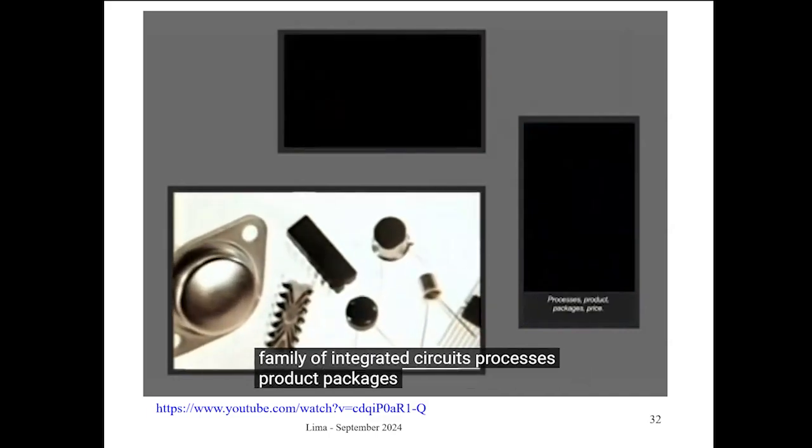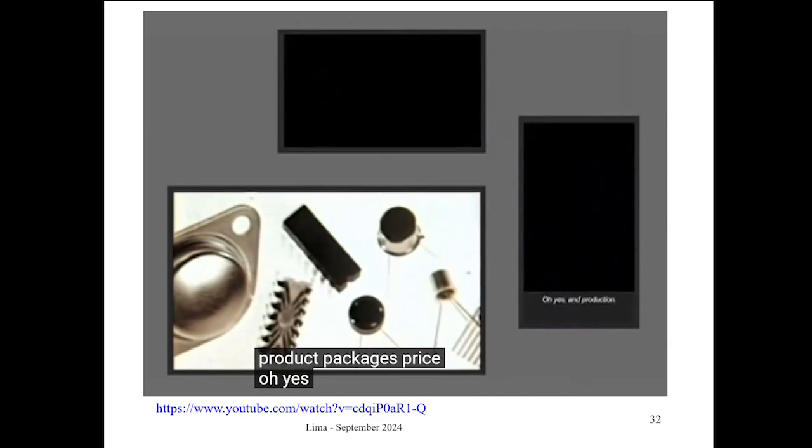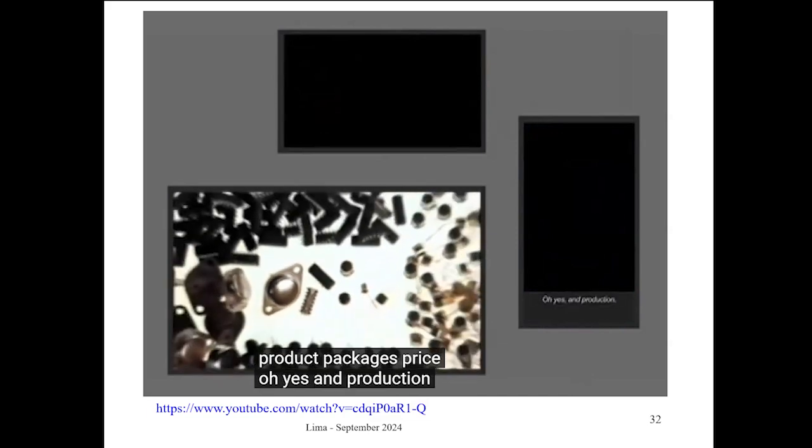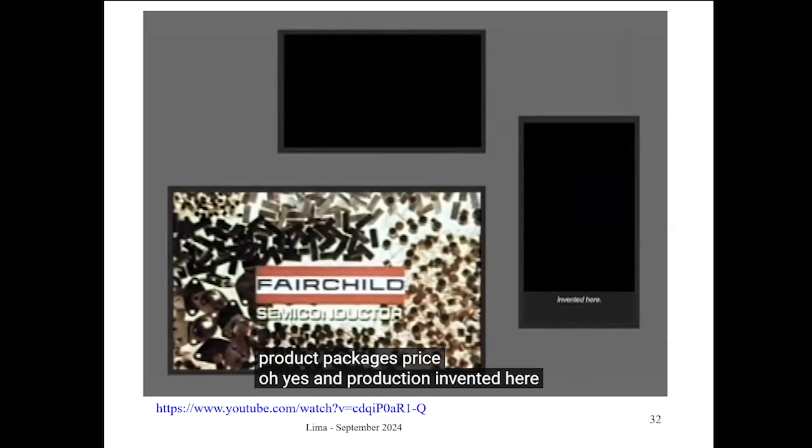Processes, product, packages, price. Oh yes, and production. Invented here.